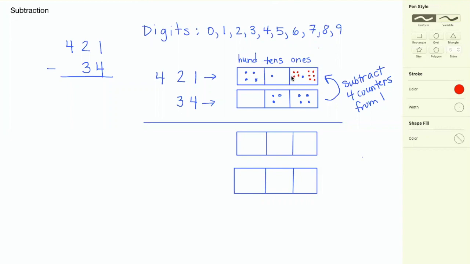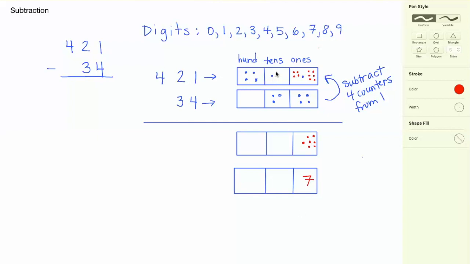Well, now you can see I've got a grand total of 11 counters in here. I need to take away 4 of those. And when I perform that subtraction, I could just get rid of this little cluster of 4 in the top left corner, leaving me with 7 counters. So there will be a 7 in this spot.